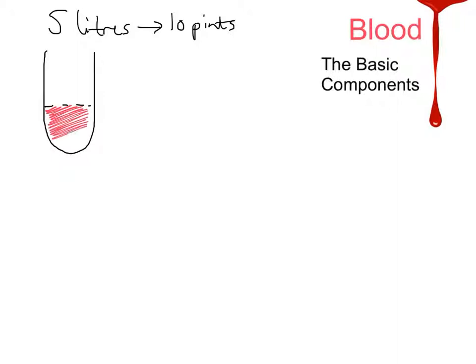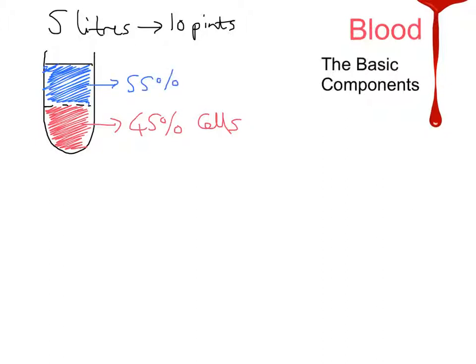We're going to see almost 2 distinct sections to that blood. About 45% of our blood is cellular. So 45% of our total blood volume is actually made up of blood cells. The other 55% of the blood is made up of a liquid that we refer to as plasma, our blood plasma.